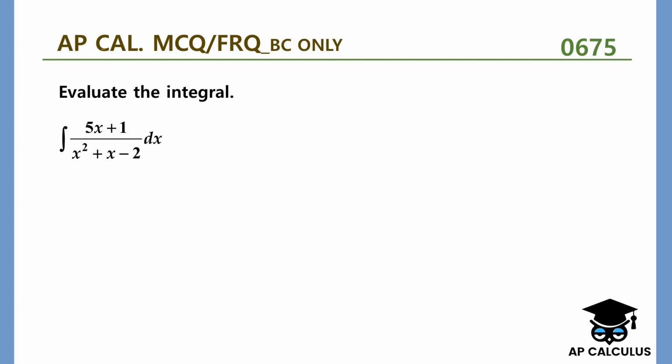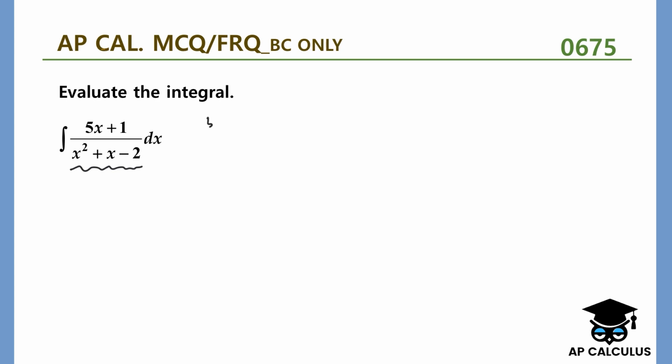Question 675. Here we have a definite integral with a rational expression. This rational expression can be expressed as a sum of simpler fractions called partial fractions. In order to do that, this denominator must be factored. That's the condition. Let's try to find the partial fractions of this expression right here.